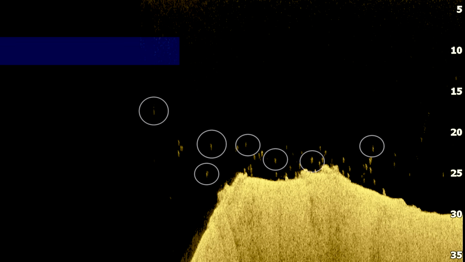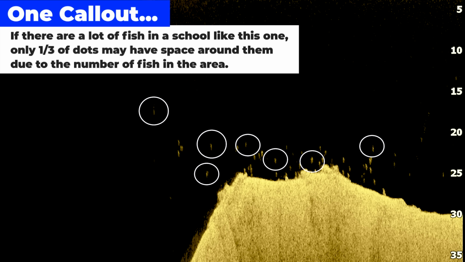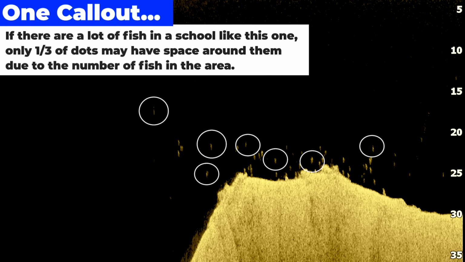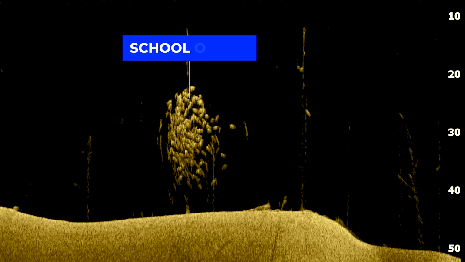Bass don't like to be stacked right on top of each other and like to have a little bit of personal space, almost like their own personal bubble. So whenever you see a school of bass on the screen, there should be some space between each dot that's very obvious and easy to see. If the dots are so close together that they almost blend together, 99% of the time those are not bass.